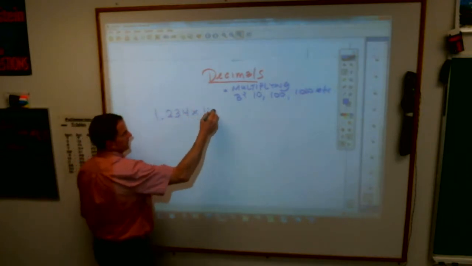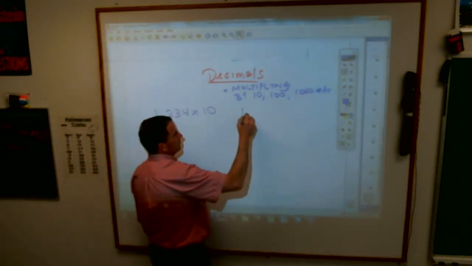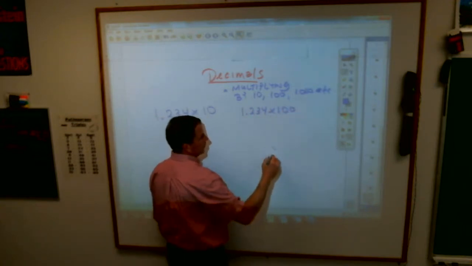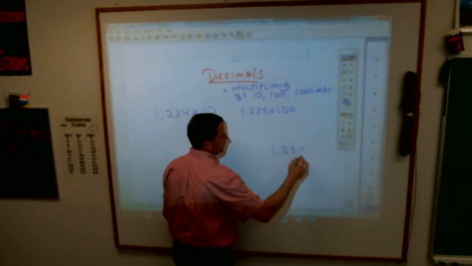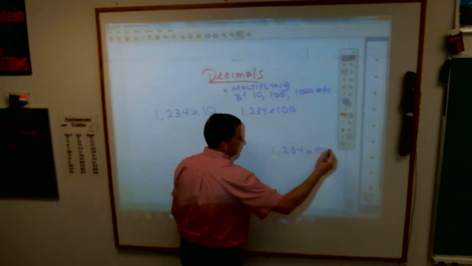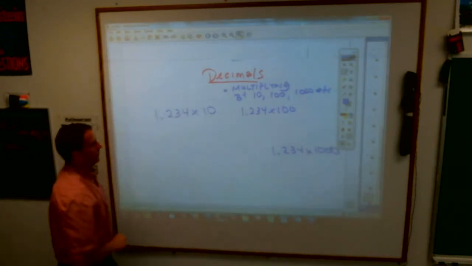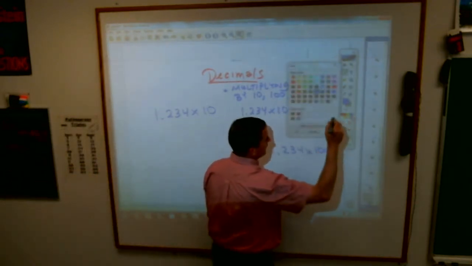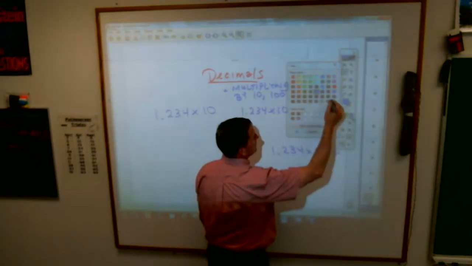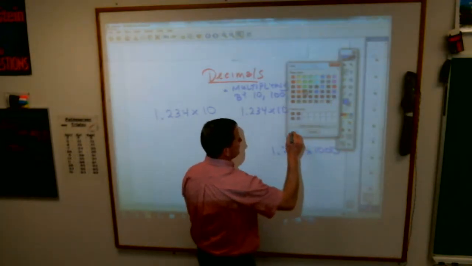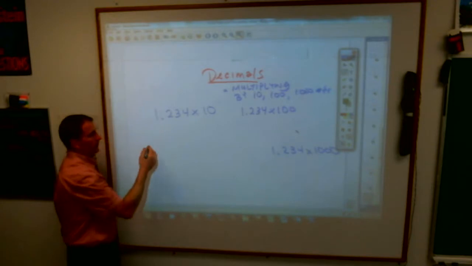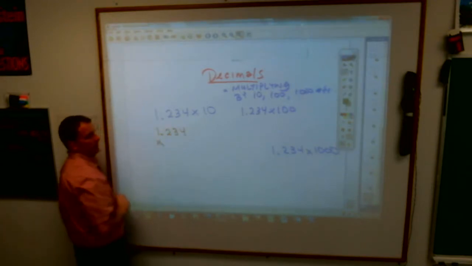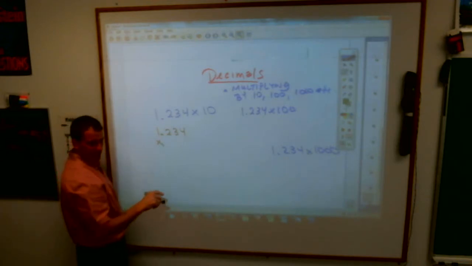1.234 times 10, 1.234 times 100, and 1.234 times 1,000. Three examples we're going to do, and then we're going to look and investigate and try to become brilliant, logical reasoners here. Let's do this one first. 1.234 times, and we've talked about hanging out zeros, right? We hang those out. You guys do that?